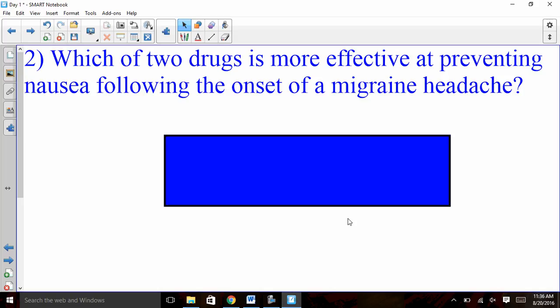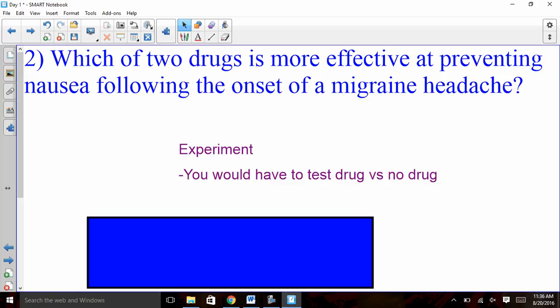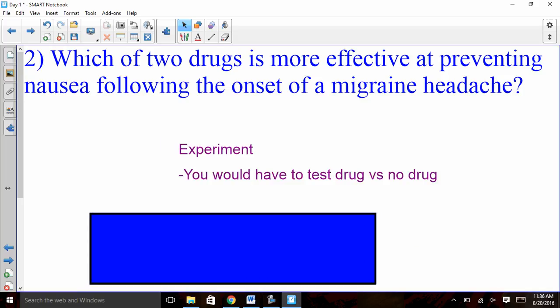Okay, next one. Which of the two drugs is more effective at preventing nausea following the onset of a migraine? What do you think? Experiment. You're going to have to test it to see if the drug actually helps or not. You want to find out if giving the drug helps with the headache, or helps with preventing nausea or not.